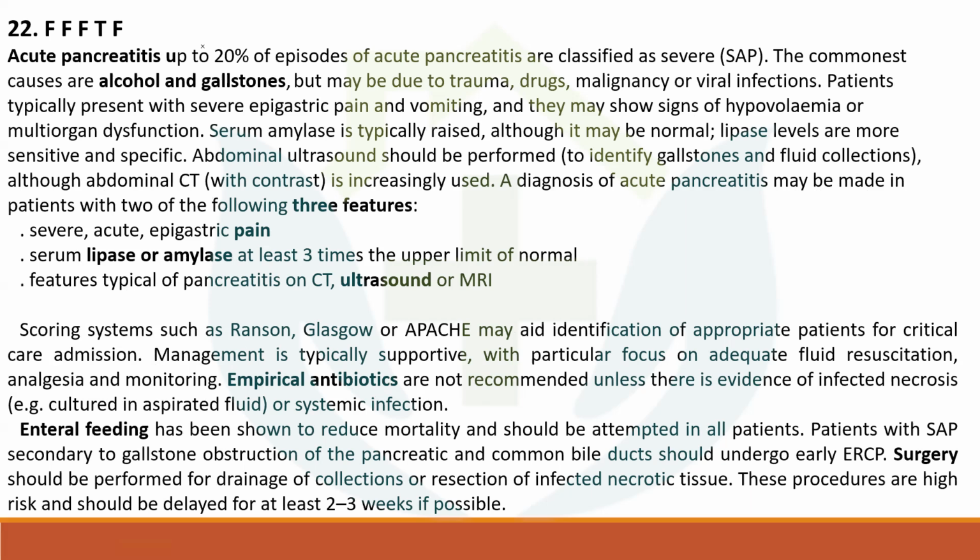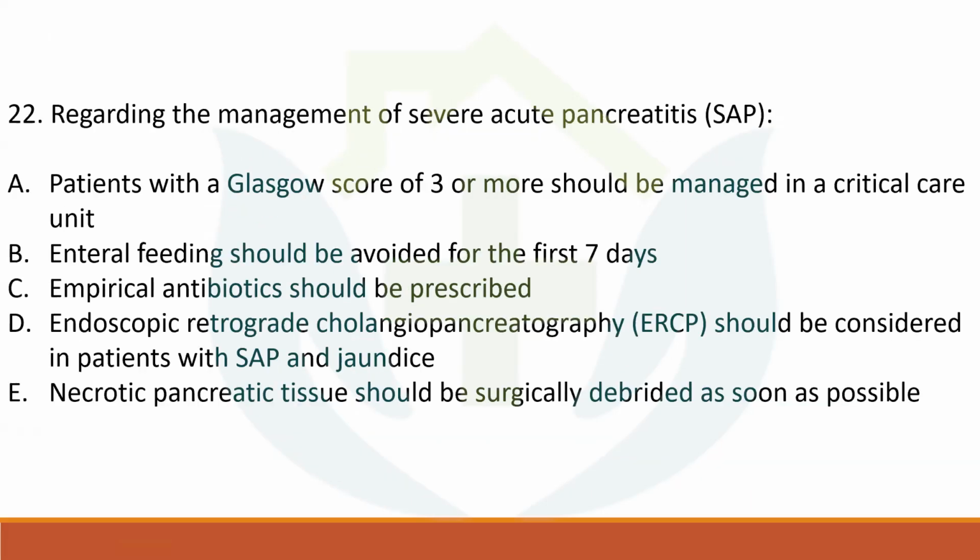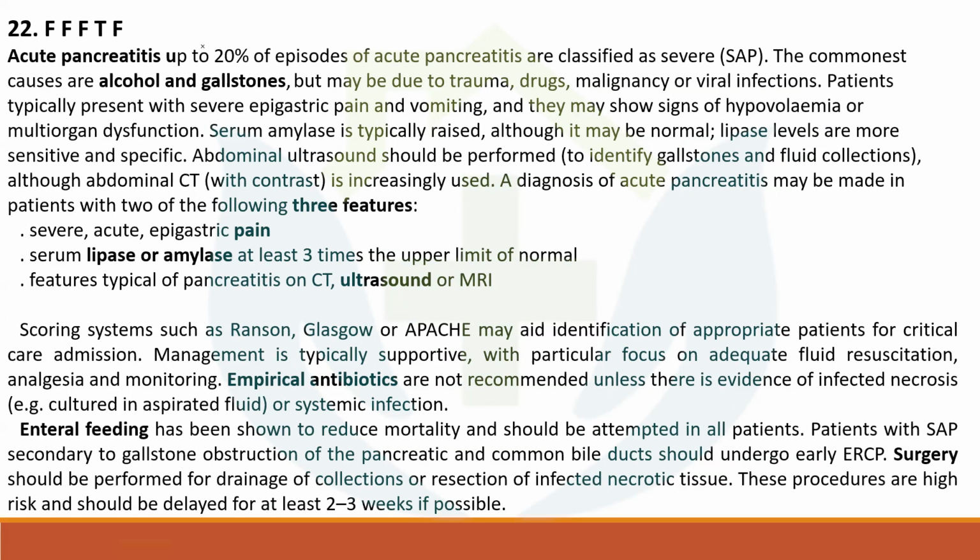So only D is correct. Rest all are false statements. What is D? Endoscopic ERCP should be considered in patient with severe acute pancreatitis and jaundice. Rest all of them are false. Why? Let's see. See, up to 20% episodes of acute pancreatitis are severe. Commonest causes are alcohol, gallstones, but may be due to trauma, drugs, malignancy, and viral infections.